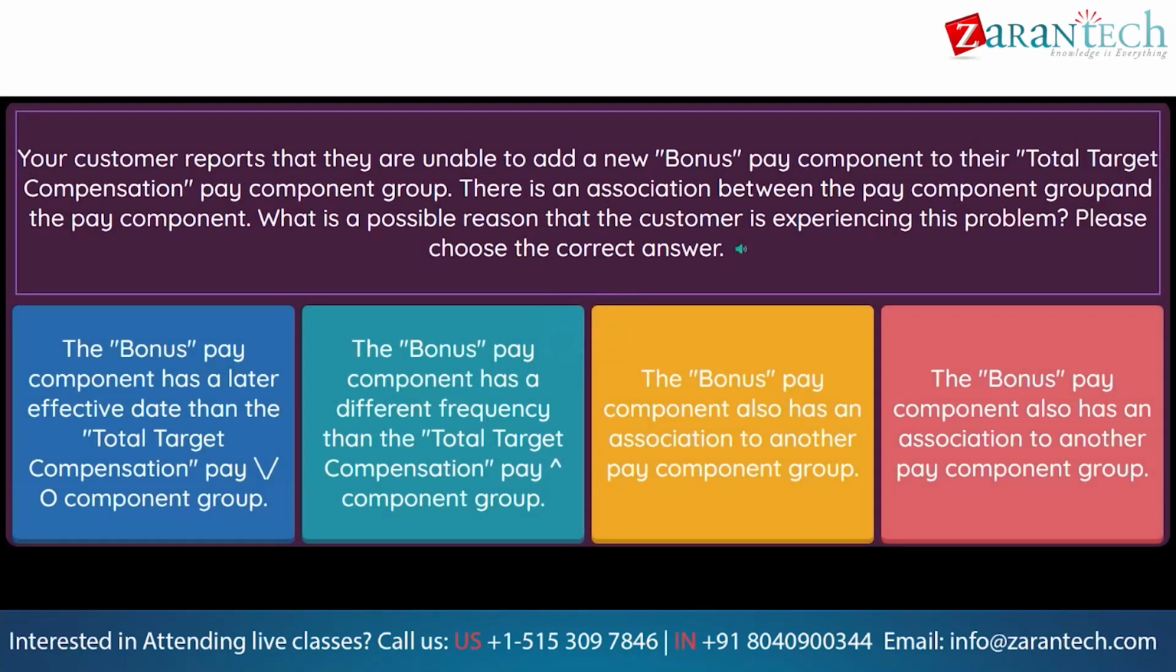Question: your customer reports that they are unable to add a new bonus pay component to their total target compensation pay component group. There is an association between the pay component group and the pay component. What is a possible reason that the customer is experiencing this problem? Please choose the correct answer. Option 1. The bonus pay component has a later effective date than the total target compensation pay component group.